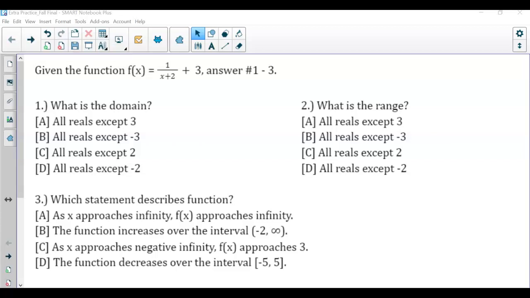In this video, I'm going over those extra 10 practice problems that we created, just in case you needed that extra practice as we're preparing for your fall final exam. In the first three questions, we are using this function f of x here to answer these three. Question one is about the domain, question two is about the range, and question three, we have to figure out which of these statements describe the function.